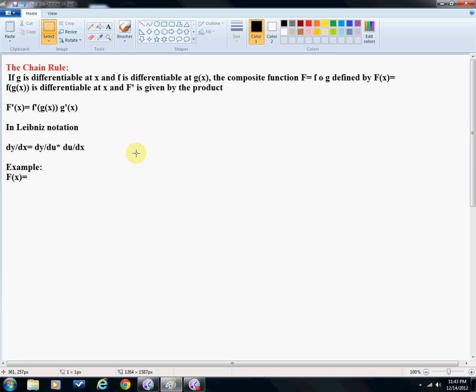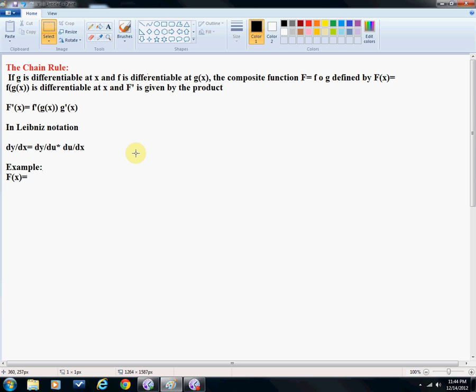Okay, in this video, I will be explaining what the chain rule is. Basically, the chain rule is one of the most important rules in calculus because, as you know, in calculus, you take the derivative of almost everything. So the chain rule makes it easier for us to take the derivative of composite functions. And in the textbook, it is defined as follows.